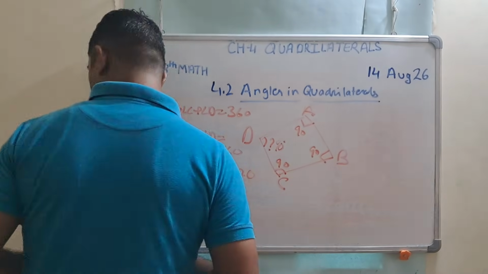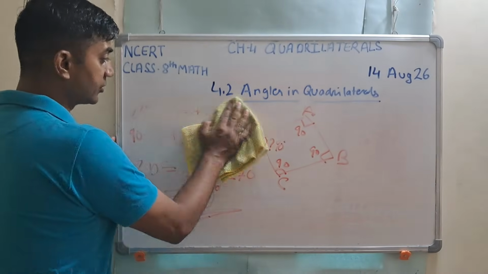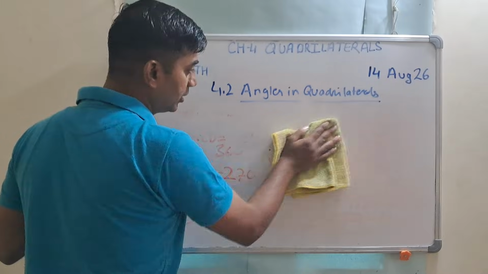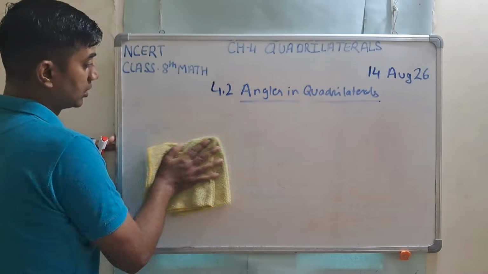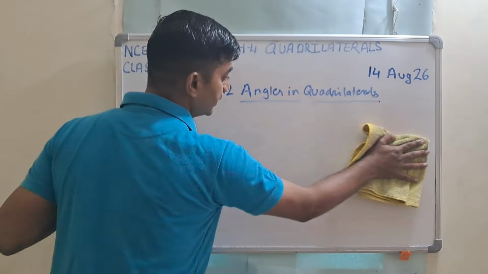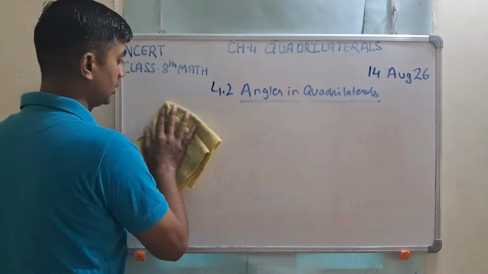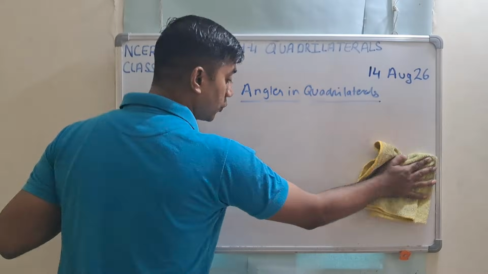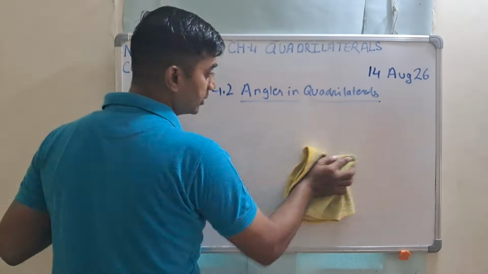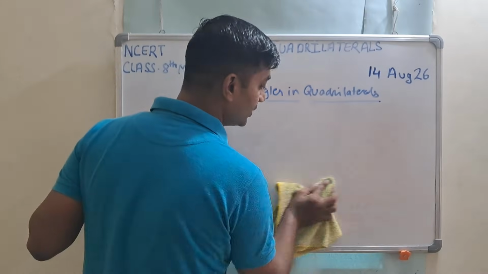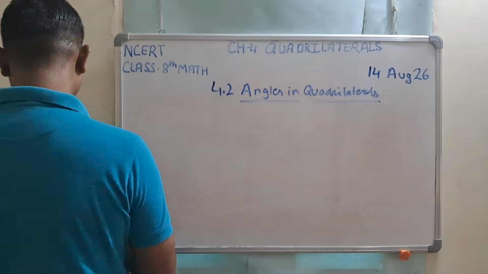Let's move ahead in our chapter. So you understood this topic, that angles in a quadrilateral, how they are related. We have some more conclusions in the same topic, we'll see. In a quadrilateral, the sum of the internal angles is 360, but we will see some specific cases of the quadrilateral.